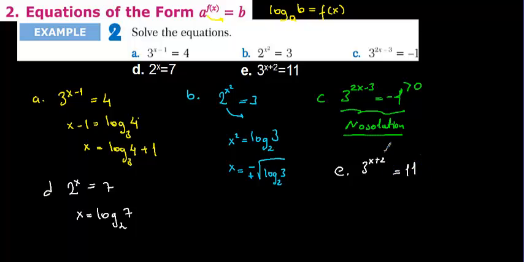Here we can do one more operation. The addition in the power can be written like this: 3 to the power of x times 3 to the power of 2, then it's equal to 11. 3 to the power of x is equal to 11 over 9, because this is multiplication and when you send it to the other side, it comes as division. And 3 to the power of x, this x is going to fall down, then the answer is going to be logarithm base 3 of 11 over 9.